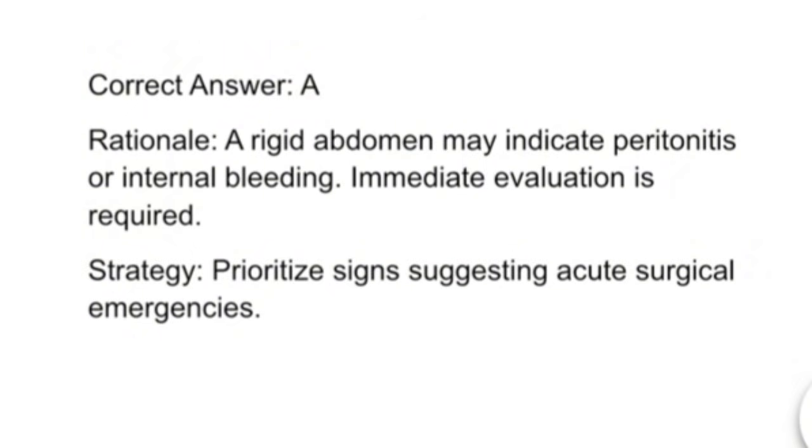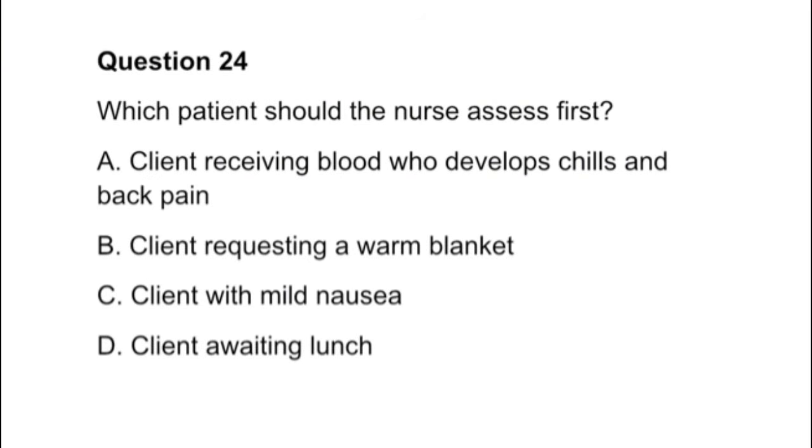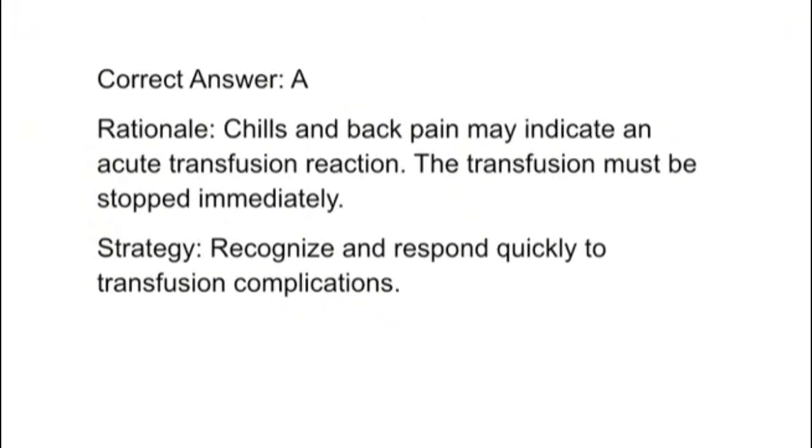Correct answer. A. Rationale. A rigid abdomen may indicate peritonitis or internal bleeding. Immediate evaluation is required. Strategy. Prioritize signs suggesting acute surgical emergencies. Question 24. Which patient should the nurse assess first? A. Client receiving blood who develops chills and back pain. B. Client requesting a warm blanket. C. Client with mild nausea. D. Client awaiting lunch.